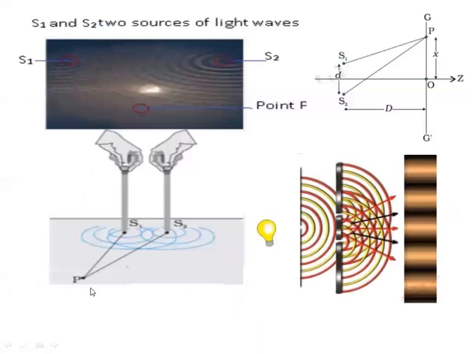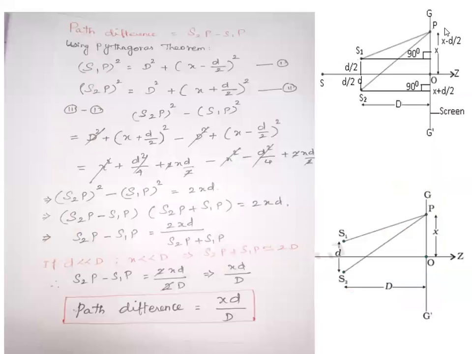That is why we are finding the path difference by using this diagram. What is the path difference? S2p minus S1p, that we have already discussed. A similar thing we are going to find out, the path difference. For that we are taking this diagram: source 1 and source 2 with a distance of small d, and there is a screen kept over here. We will take one point P at a particular distance. The screen is kept at a distance of capital D from the sources. The distance between the point P and the origin O is x.